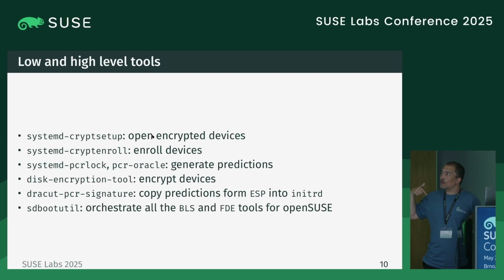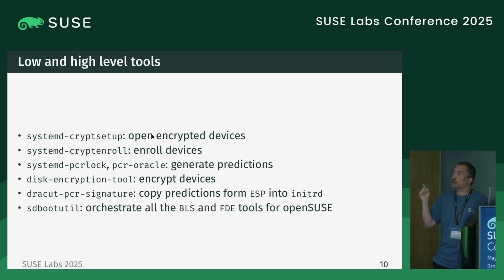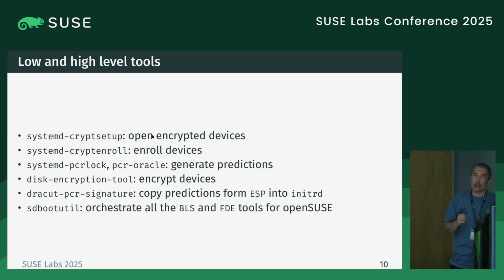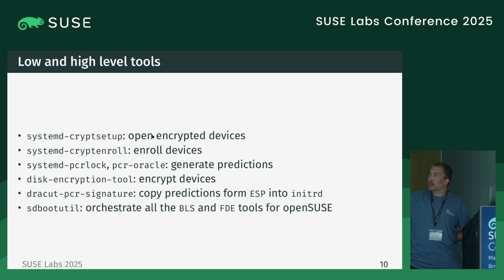And for the generation of predictions, we have the systemd tool, that is systemd-pcrlock. This is the tool that is going to generate the NV index prediction. But because NV index is kind of new, there are old revisions of TPMs that today do not support the NV index policies. For that, we are providing a fallback that we hope to eventually fade out, based on signed policies. That is pcr-oracle, a tool developed here at SUSE, and we are maintaining it. There is still work to be done in pcr-oracle to be aligned completely with Grub2 BLS, but we are moving there.